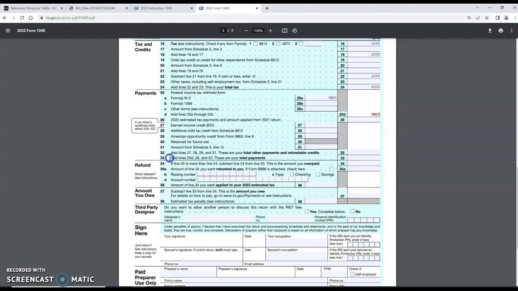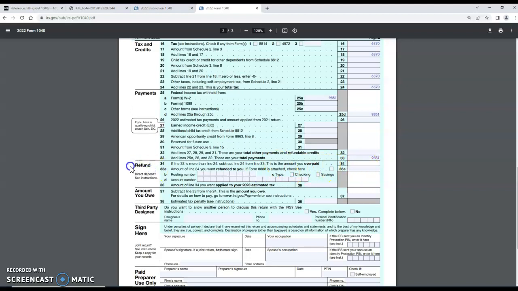Okay, so we go to line 33. It says add lines 25D, which is our 98.51, plus 26 and plus 32. These are total payments. So 98.51 plus 0 is 98.51.